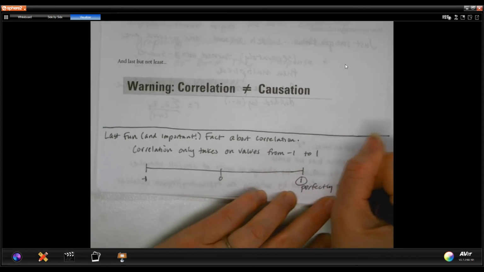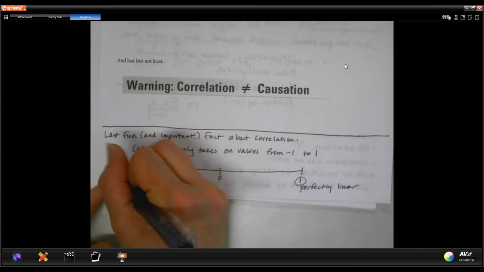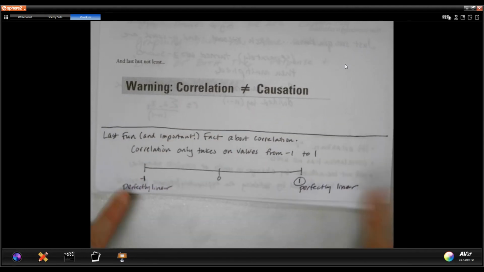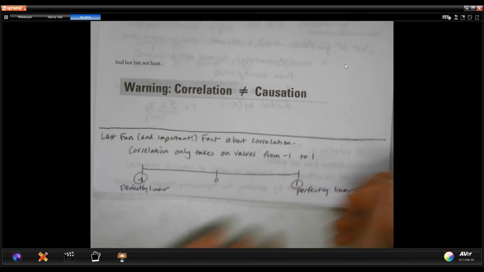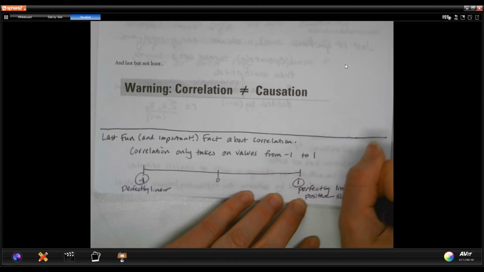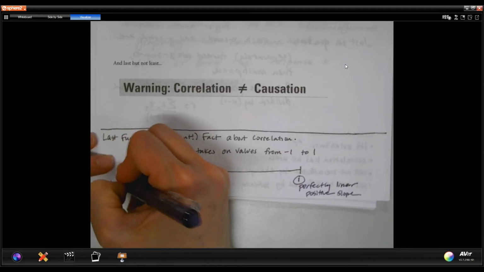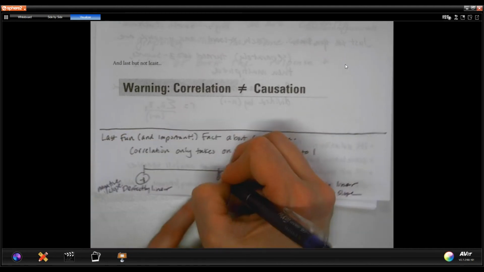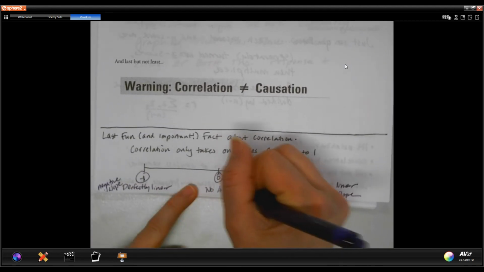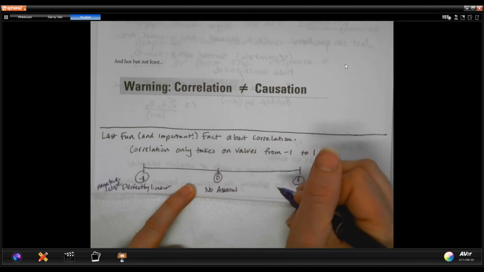But so is -1, also perfectly linear. It's just that +1 has a positive slope or a positive trend, and -1 is an association with a negative slope, which means that the 0 right in between is where there is no association. The closer your r, or your correlation, is to 0, the weaker.